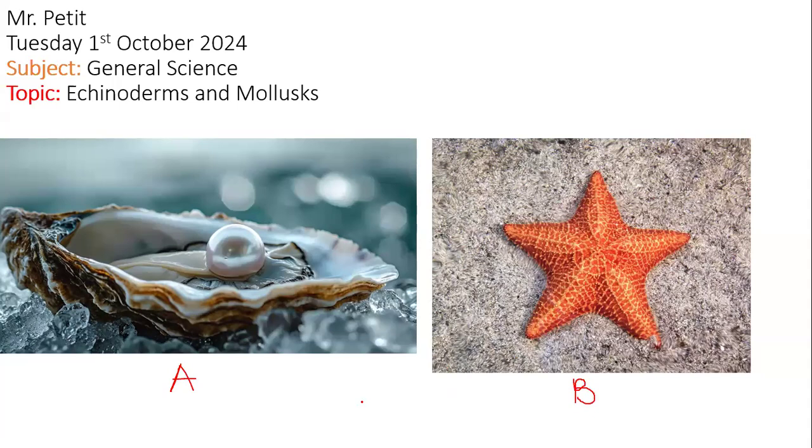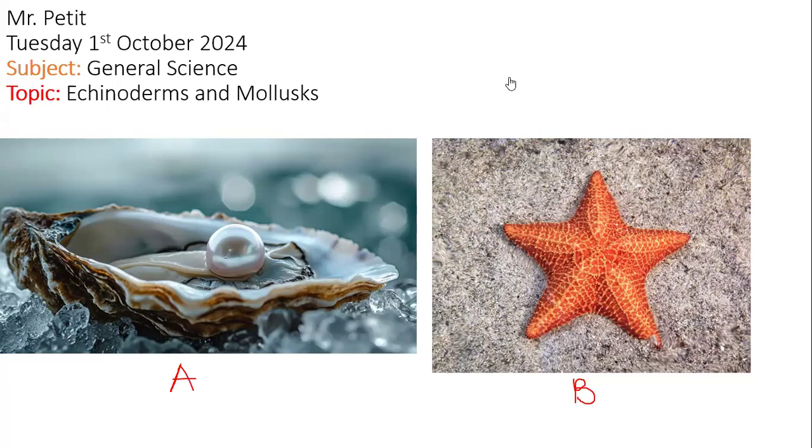If you think that A is a mollusk, put M for mollusks. If you think A is an echinoderm, put E for echinoderms in the chat. I want to know what you think A is. Is it a mollusk or is it an echinoderm?